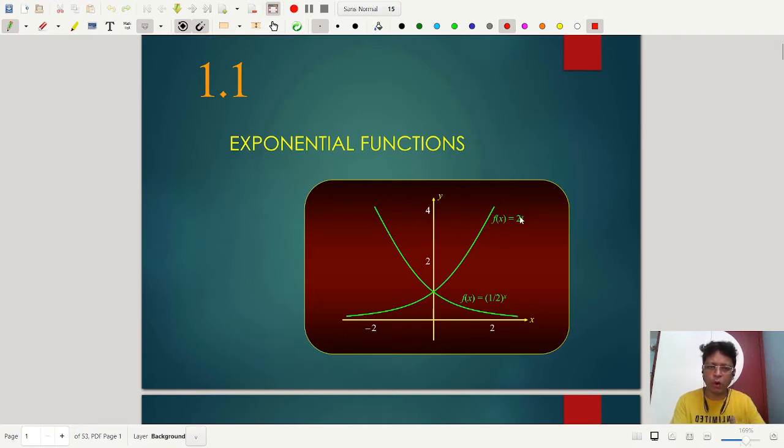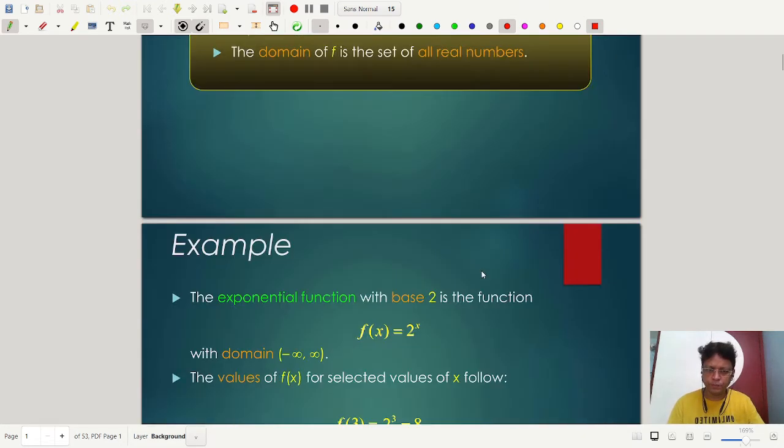f(x) = 2^x is increasing, and f(x) = (1/2)^x is decreasing. So it's like this, the second part, and it's symmetric. It's a beautiful graph, it's symmetric. We usually say that it is exponentially growing. So this type of exponential function is an increasing function.